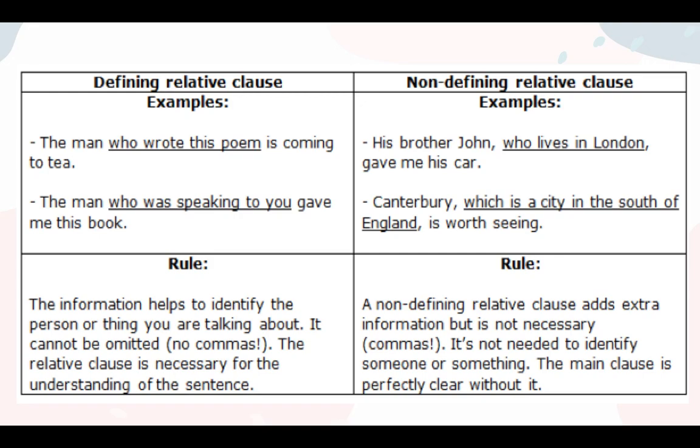You can see here that the antecedents in the non-defining relative clauses are all what we call proper nouns, or in Dutch, eigennamen. The first one is, for example, John, and the second one is Canterbury, which is a city in England. These are very specific and already exactly tell you who or what is being talked about. So most of the time, these proper nouns have a non-defining relative clause because you don't need the extra information in the relative clause because you already know the exact name.